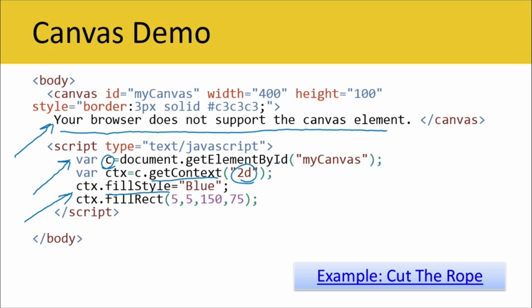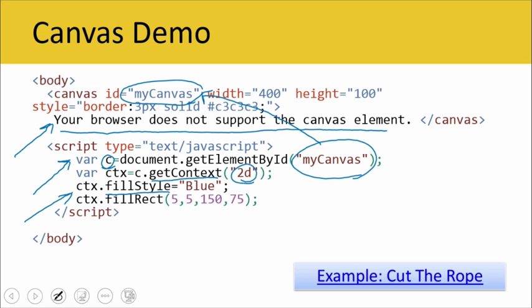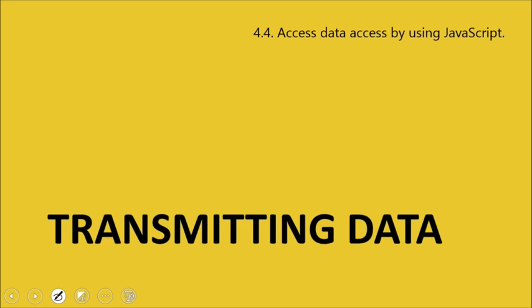But just a couple of quick things to point out here. Remember that the ID used in the getElementById method has to be the same as the HTML element that you're referring to. Okay. All right. Now let's talk about transmitting data.